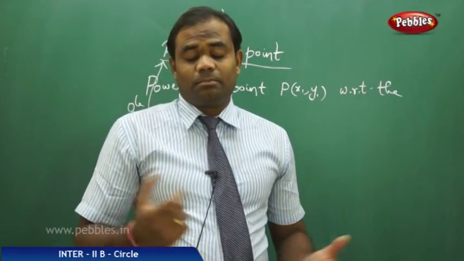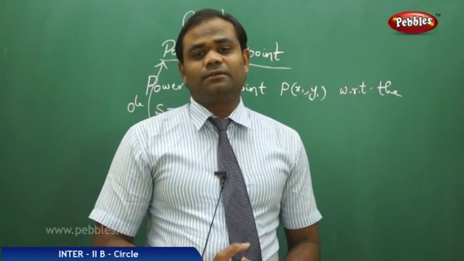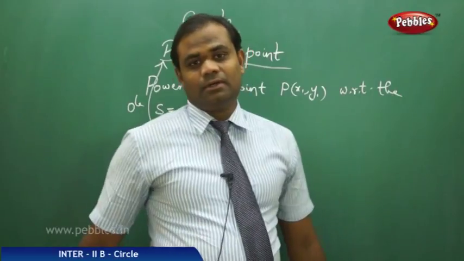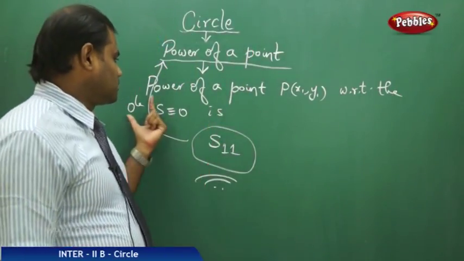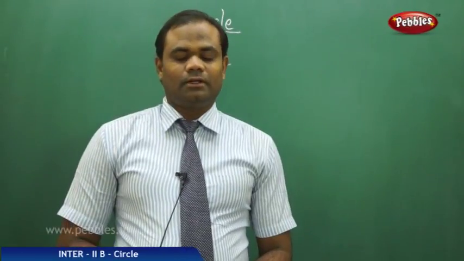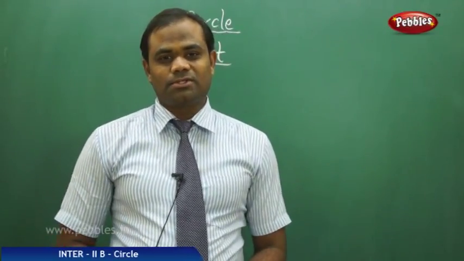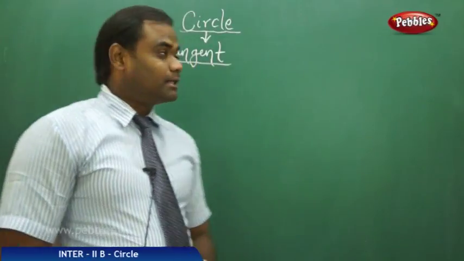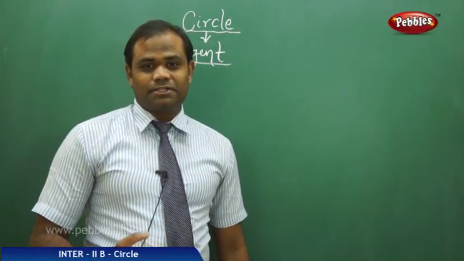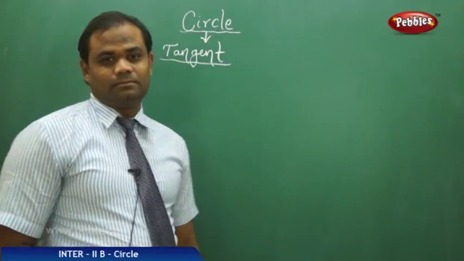It is through its power that we decide the point lying inside, on or outside. Power of a point with respect to circle S equal to 0 is S11. Now let's discuss the most important concept of a circle, that is the tangent. Let's see initially how a tangent is derived for a circle.